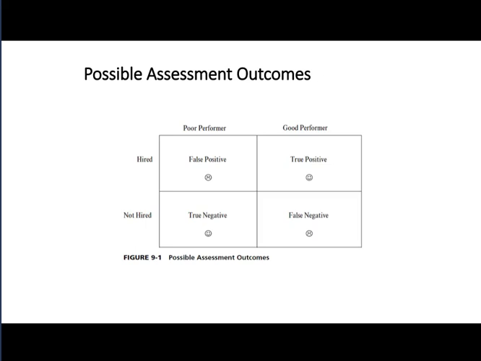And the goal is that we want to see alignment so that we can not only predict true positives, but we can also predict true negatives. We want to be careful of not having false negatives or false positives. False positives means we end up hiring people who ended up being poor performers. We don't want to do that.